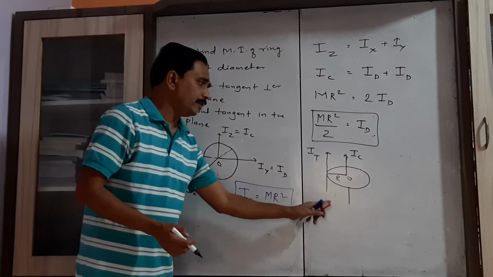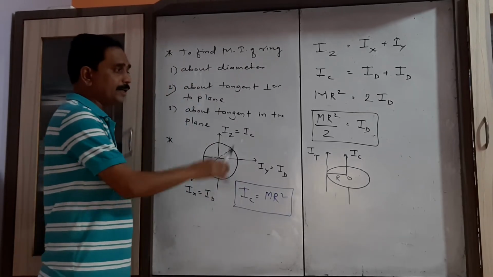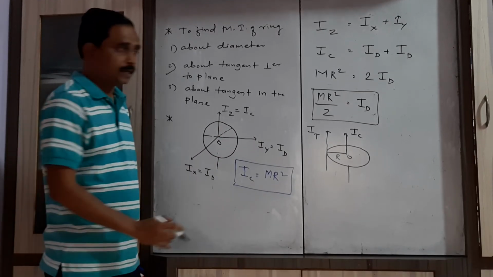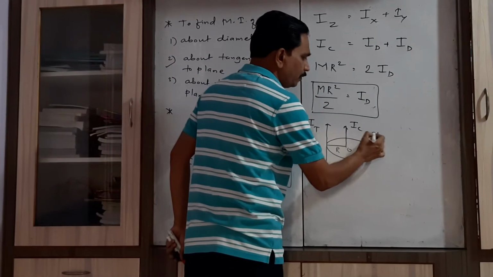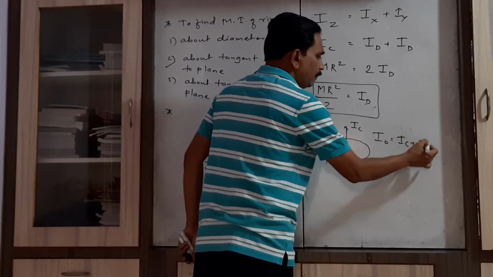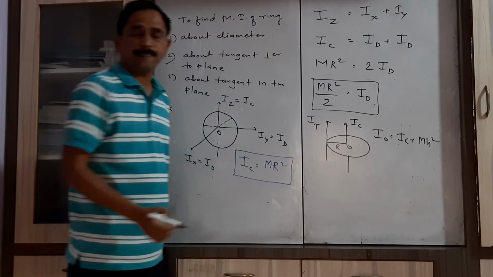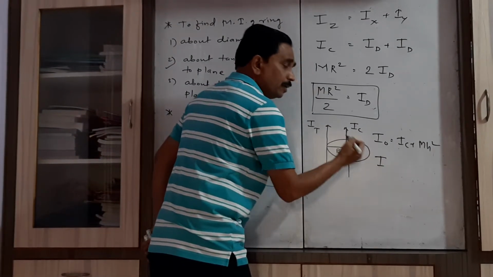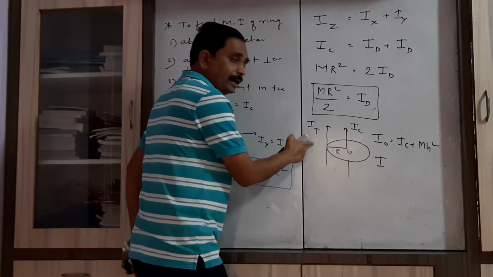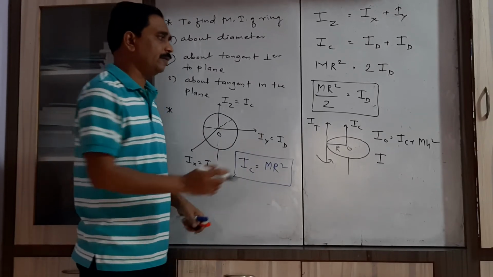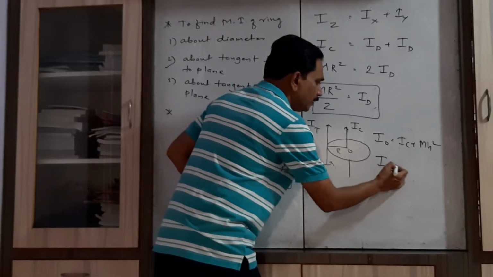Now here you have to just consider the two axes. That's why we use the parallel axis theorem. Now according to the parallel axis theorem, what do we have? Io equal to Ic plus Mh square. Here Io is the axis around which we have to find the moment of inertia, that is the It.